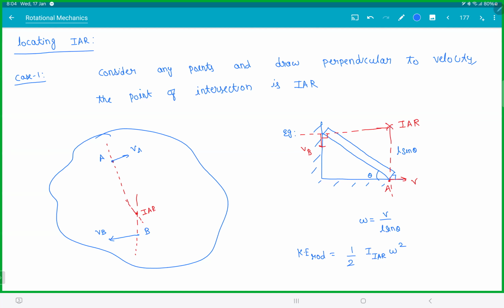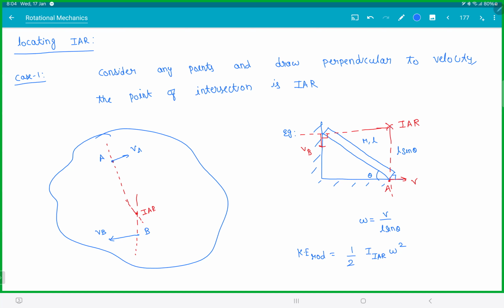Can someone tell me what the moment of inertia about the IAR will be? Find the kinetic energy of the rod now. Find the moment of inertia about that axis. Mass is m and length L. Find the moment of inertia of the rod about the IAR. Length of the rod is L, angle theta, mass m, and the speed of A is v, given. This is how they'll ask a question: find the kinetic energy of the rod.